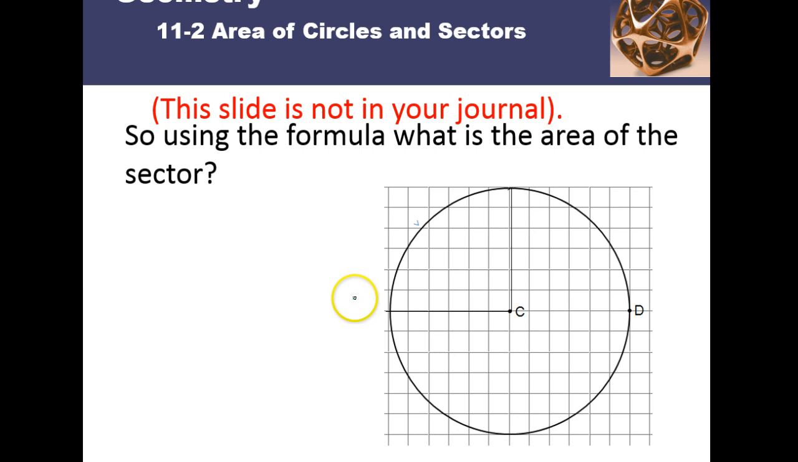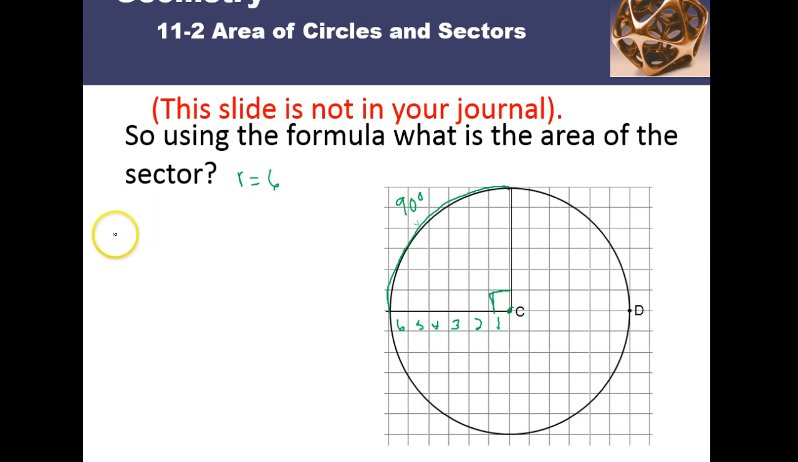Okay, so again, this slide's not in your journal, but using the formula, what's the area of the sector? We've counted this a number of times. This radius is what? Yes, 6. So I know that my radius is 6. And this is a 90-degree angle. So if this angle is 90, what is the measure of this arc? Right, the angle is equal to the measure of the arc. So this angle is 90 degrees.